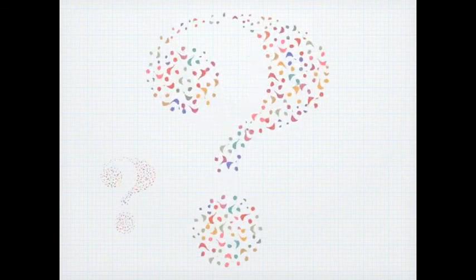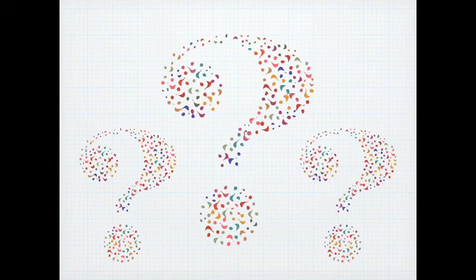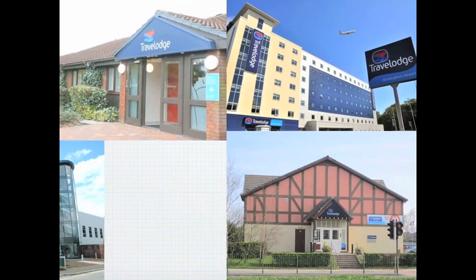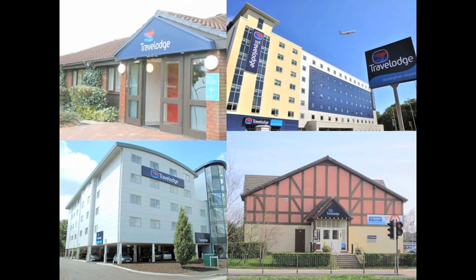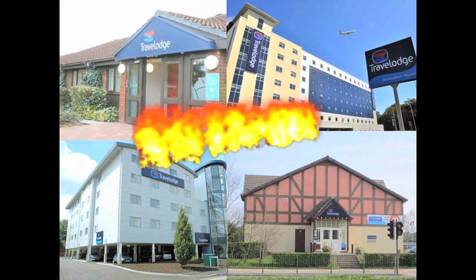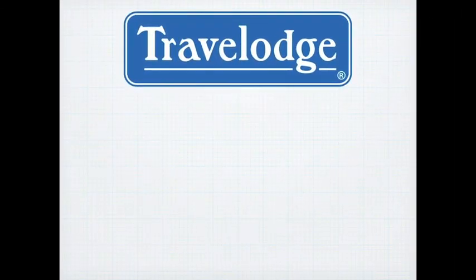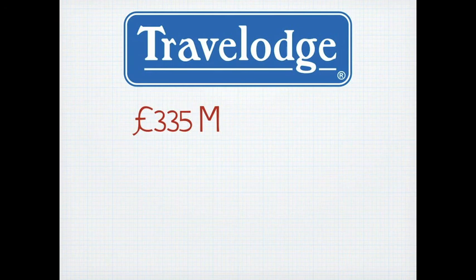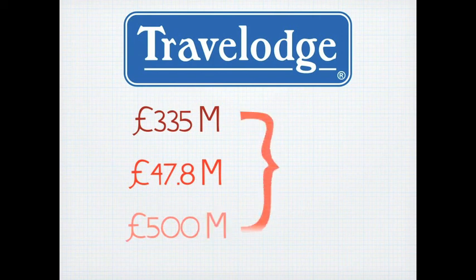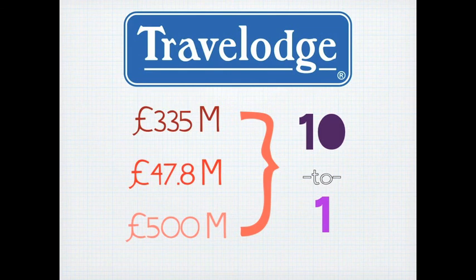Now, you may ask, how are these tools used in the real world, and what are the implications of using or not using them? Travelodge is a chain of hotels and motels in the UK, US, Australia, and other countries. The company was bought out in 2006, which resulted in a highly leveraged balance sheet. Business revenues of £335 million, an EBITDA of £47.8 million, and bank borrowings of £500 million resulted in a 10-to-1 ratio of bank debt to EBITDA.